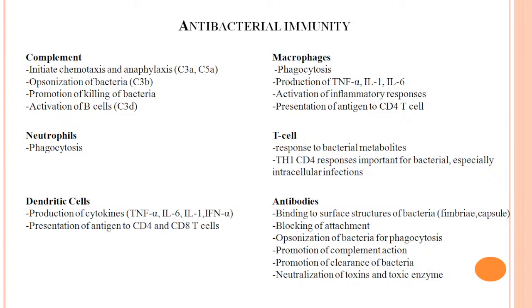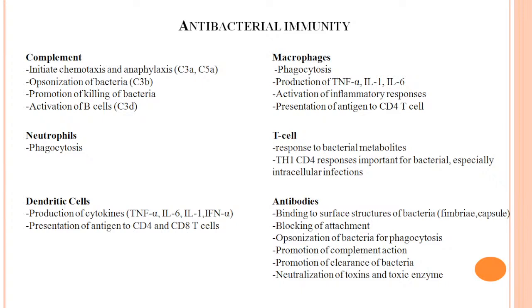The first one is complement. It's known to you, and its functions are also known. It initiates chemotaxis and anaphylaxis by C3a and C5a components. It also takes part in opsonization of bacteria. Opsonization is enhancement of phagocytosis. It's mediated by the C3b component. It promotes killing of bacteria by the membrane attack complex from C6 up to C9, and it provides activation of B cells.